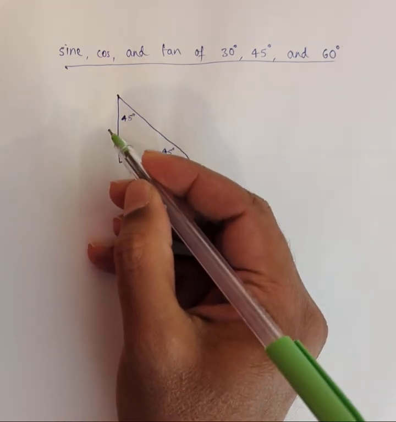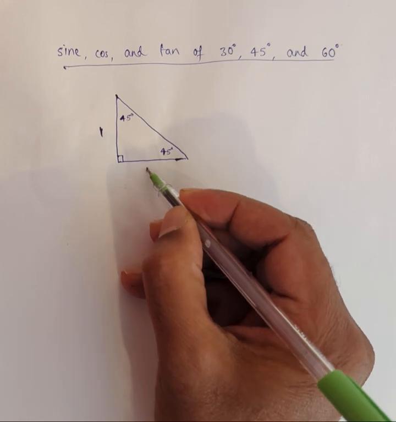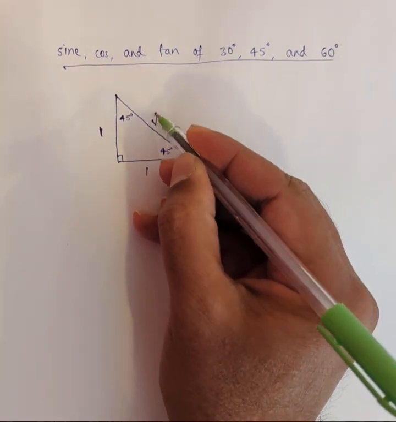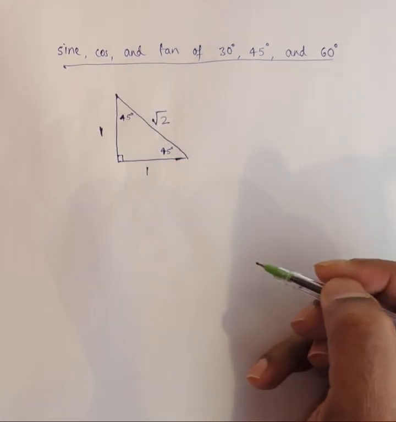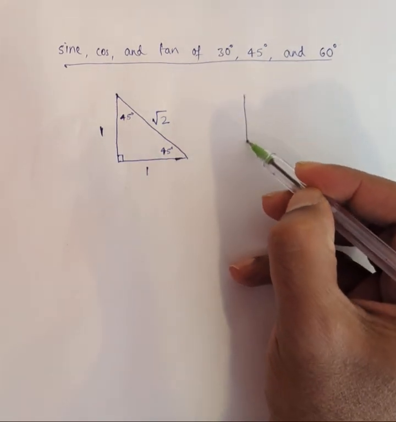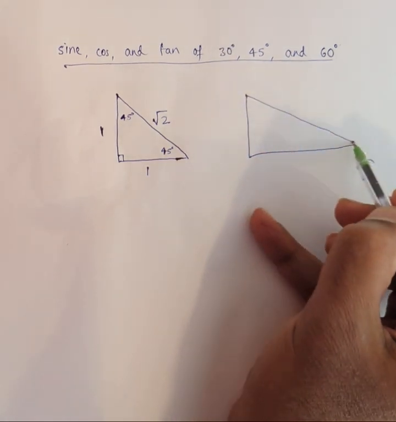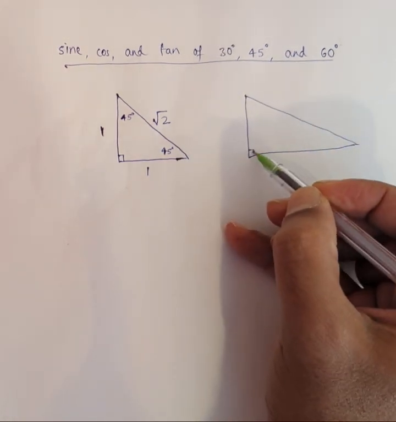the dimensions. The legs are equal, so we can take each of them to be 1, and then the hypotenuse to be square root 2. So that's our first special right triangle. And the second one had 30, 60, 90 degrees angles.